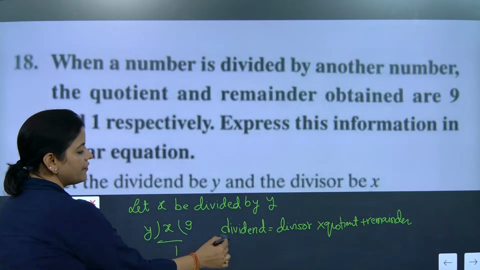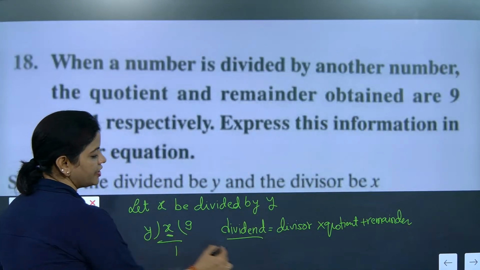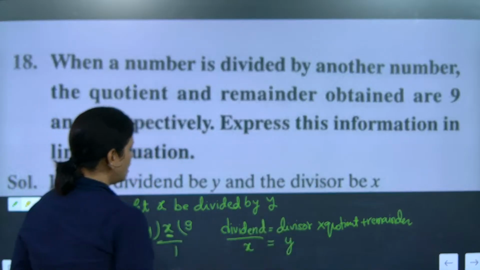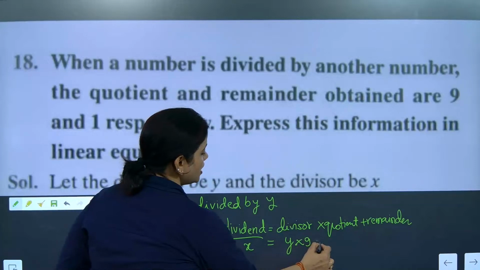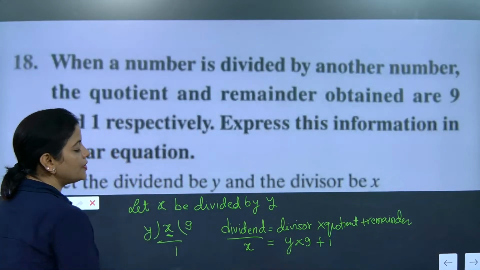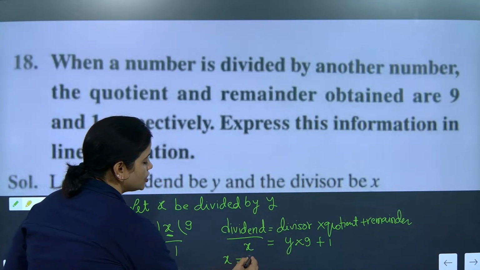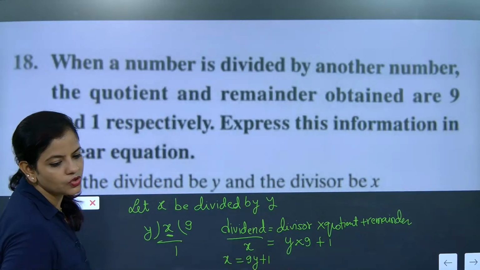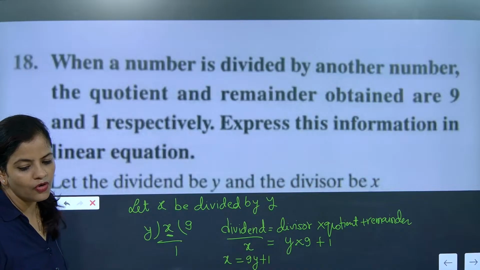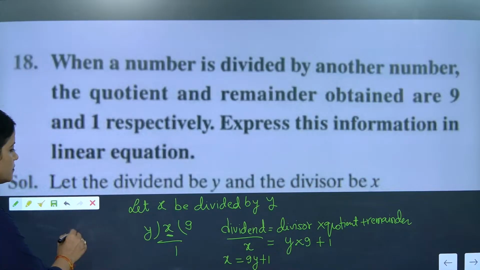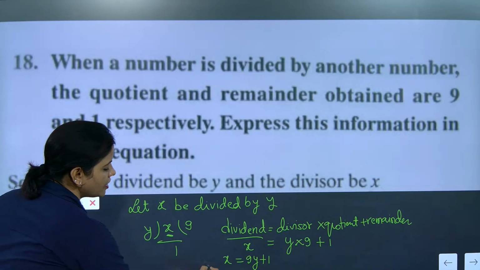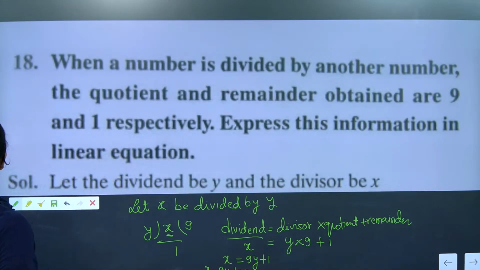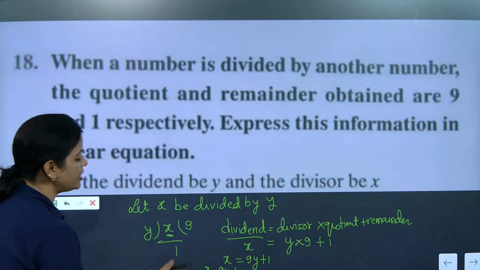Okay. So what is our dividend? Dividend is the one which is divided. So x. What is the divisor? Y. What is the quotient? 9. And what is the remainder? 1. So our equation is x equal to 9y plus 1. Shift everything to this side. Come on, go for it, beta. A is 1 and B is minus 9 and C is minus 1. So it will become x minus 9y minus 1 equal to 0.